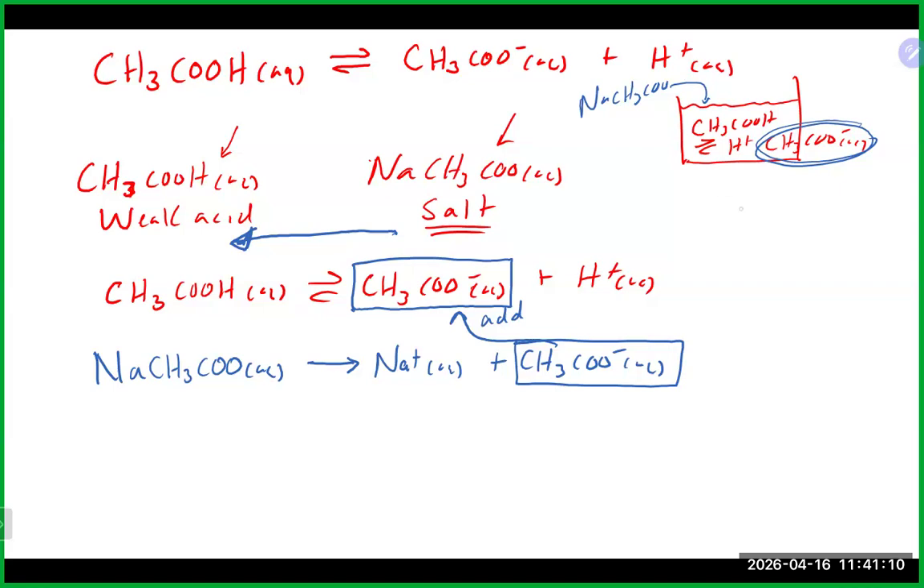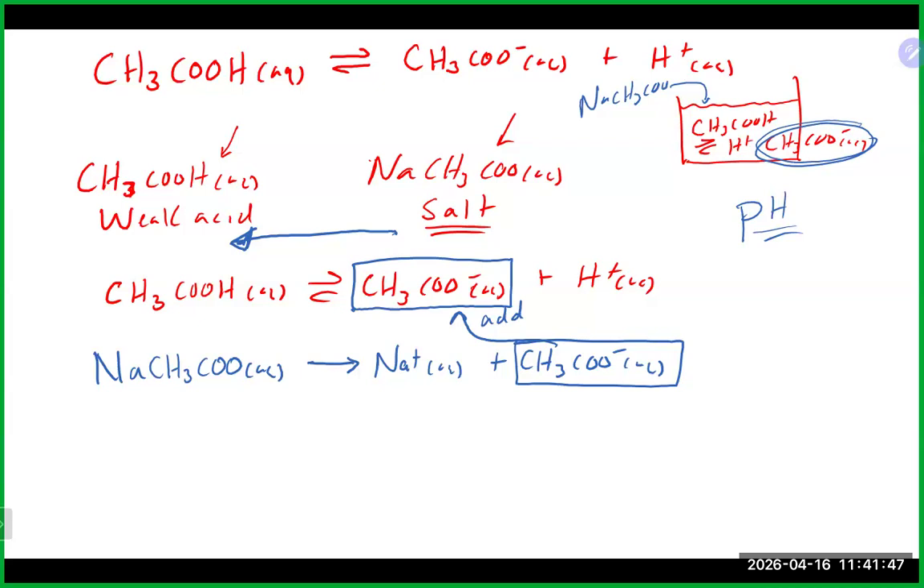Well, if we're talking about pH, would I expect the pH of my acetic acid solution by itself versus my acetic acid solution with sodium acetate, which one should have the lower pH? Is it the acetic acid by itself, or is it the acetic acid with the common ion? Which one do you think should have the lower pH? The acetic acid by itself would have the lower pH.